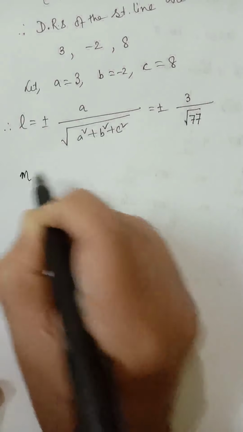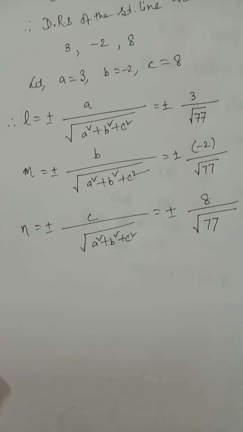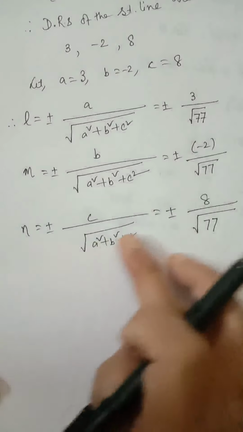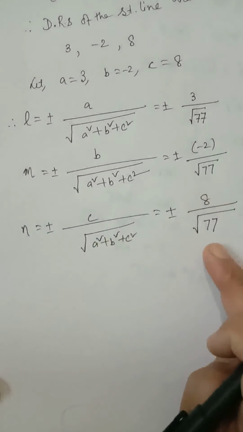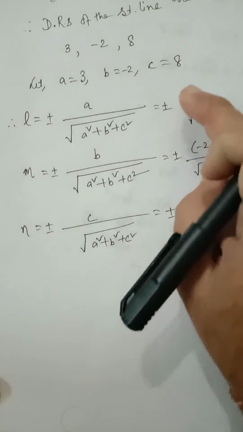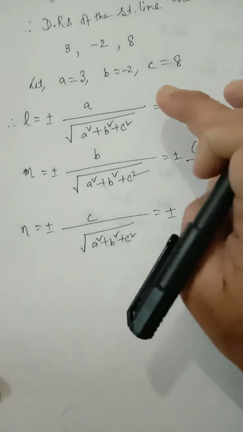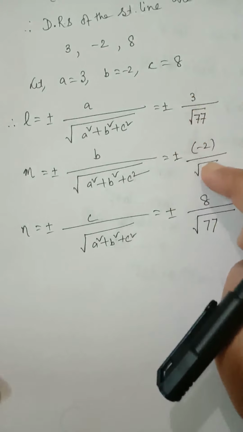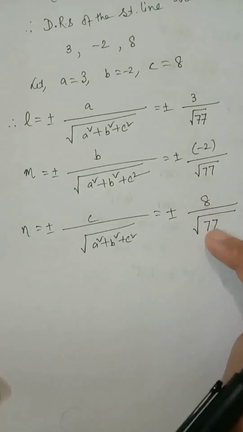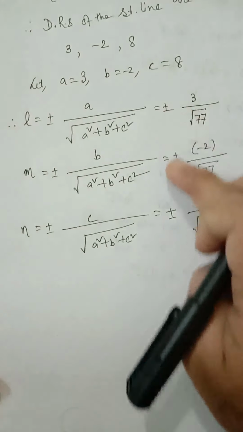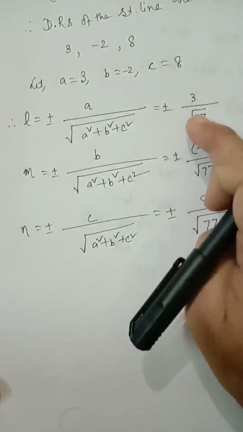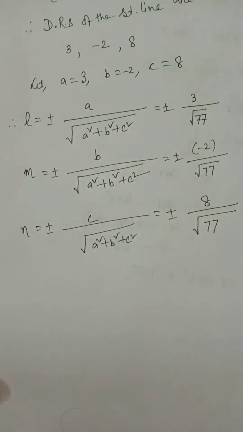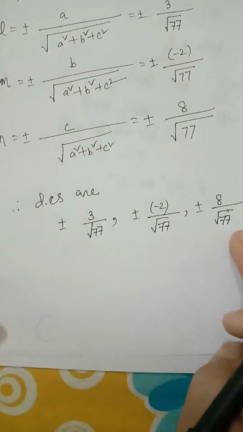Similarly, m equals plus minus (-2) by root 77, n equals plus minus 8 by root 77. Now what you can do, you can first consider all the plus signs, that is 3 by root 77, minus 2 by root 77, 8 by root 77, or you can consider the minus signs, minus 3 by root 77, plus 2 by root 77, minus 8 by root 77. So this is the answer.